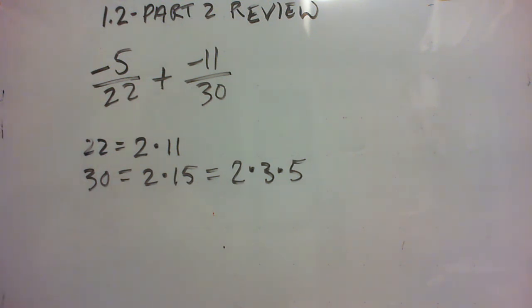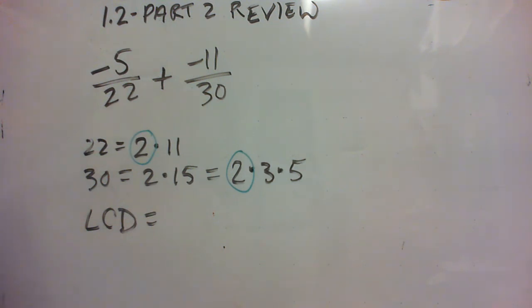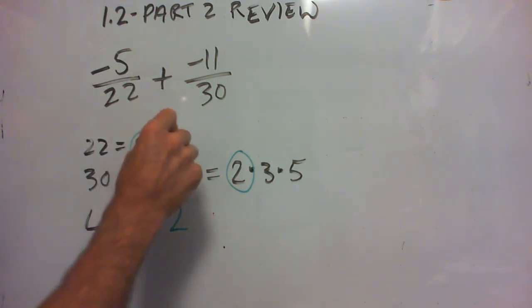So now, using this method, our least common denominator has to contain all of the factors shown in the prime factorizations. There is a factor of 2 here. So we need a 2. We need an 11.